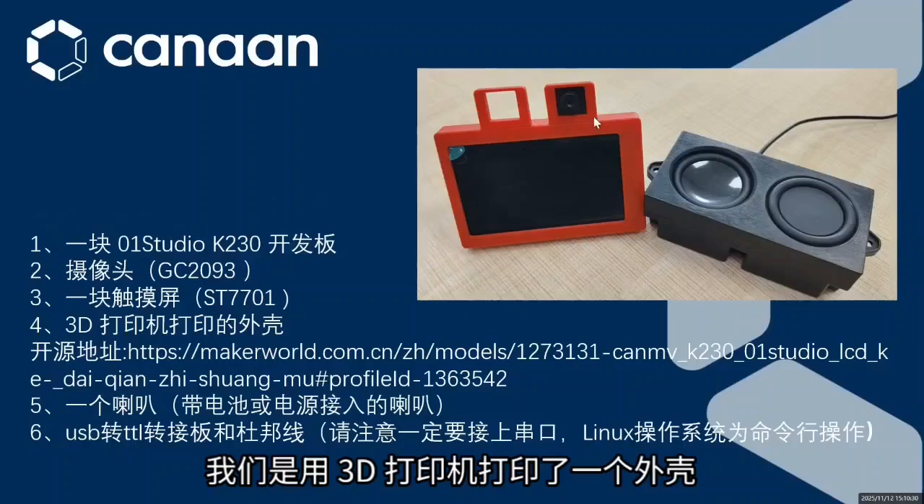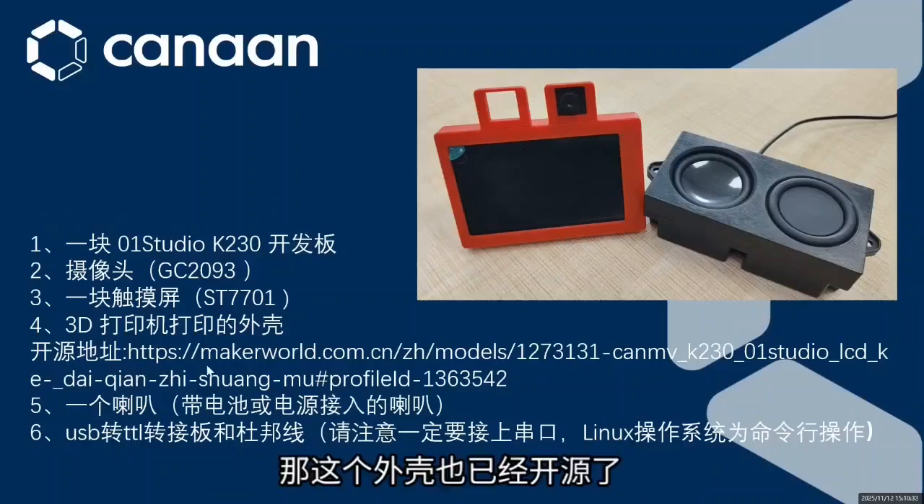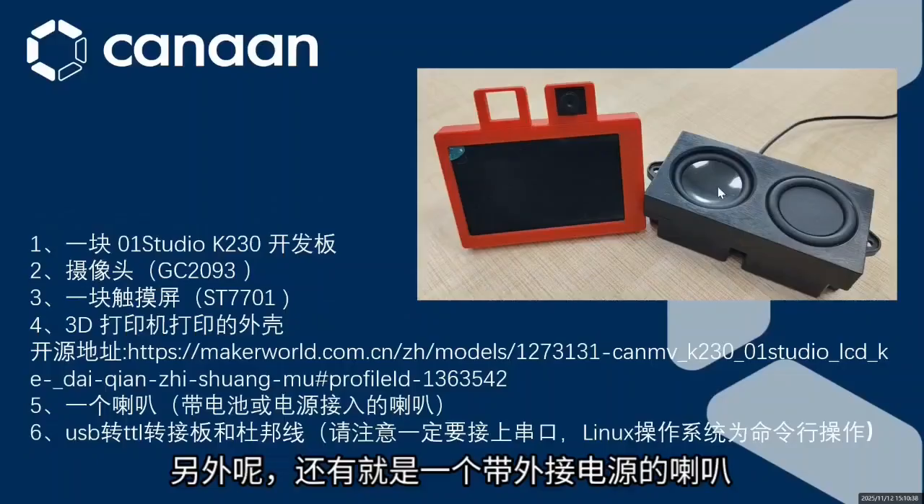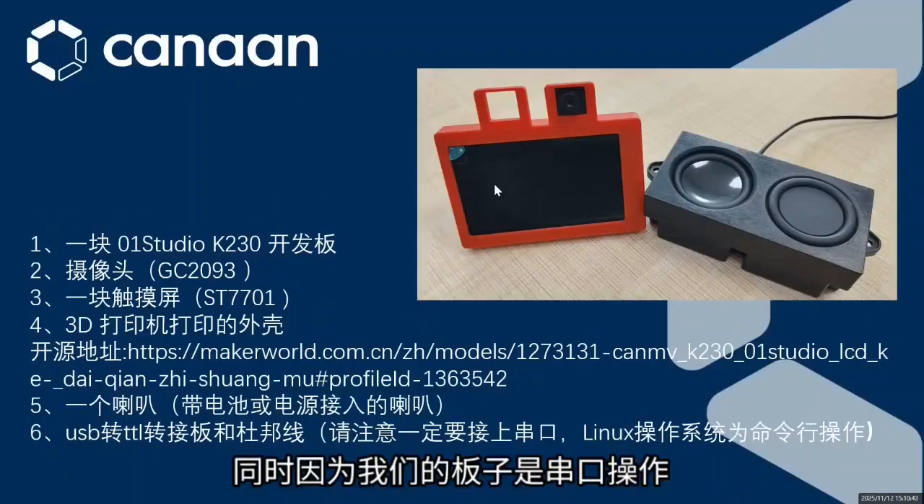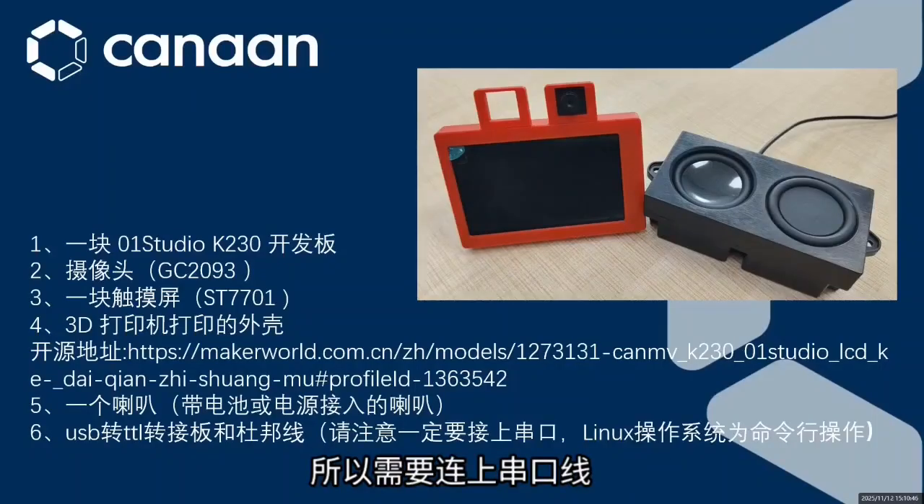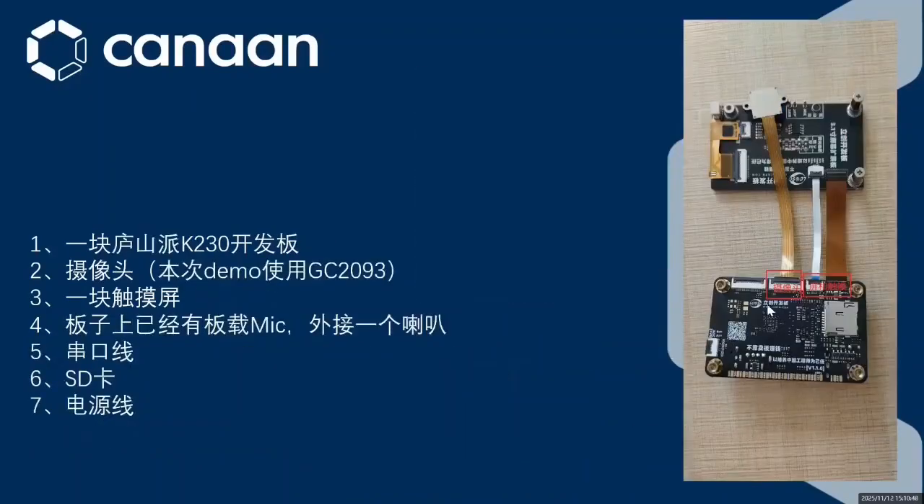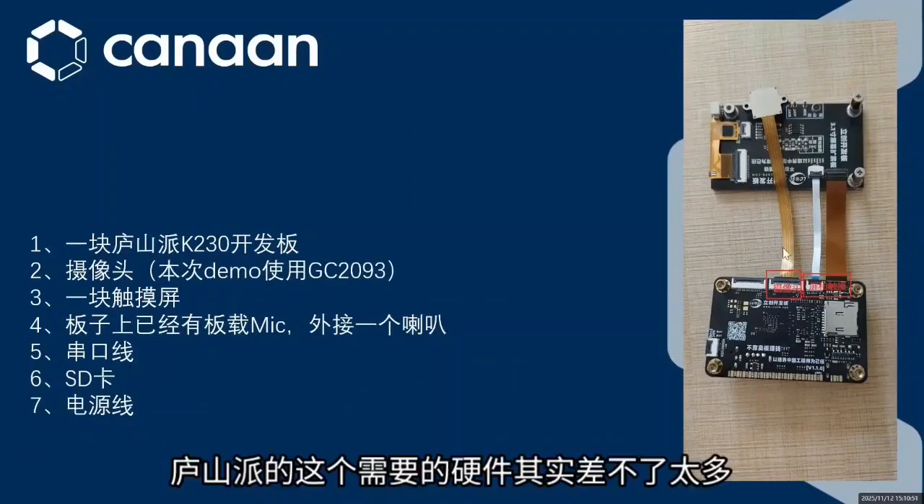We use a 3D printer to print an enclosure. The enclosure has already been open sourced. We also provide the open source link. In addition, you need a speaker. Since our board is operated via serial port, you will need to connect a serial cable. This is the hardware required for the Rusan Pi. In fact, it is not very different.